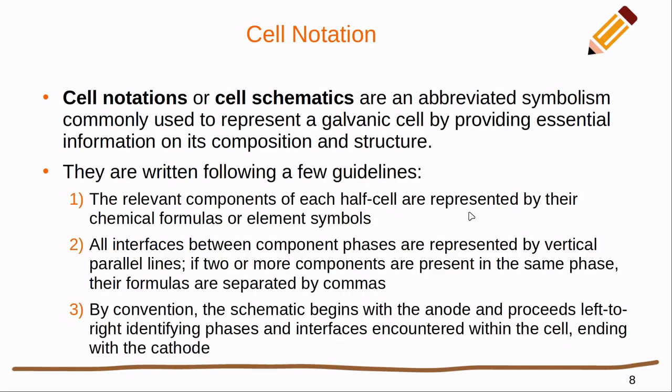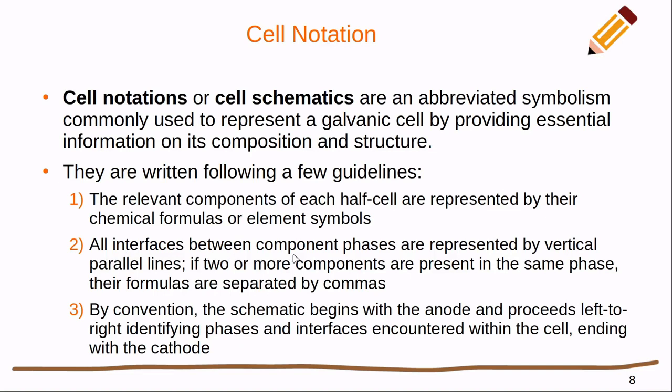So cell notation or cell schematics are an abbreviated symbolism commonly used to represent galvanic cells by providing us the essential information on its composition and structure. We write them with a few guidelines. First, the relevant components of each half cell are represented by their chemical formulas or elemental symbols. Okay, so that's pretty straightforward. We're just using the same sort of symbols and nomenclature that we've been doing for chemical reactions.